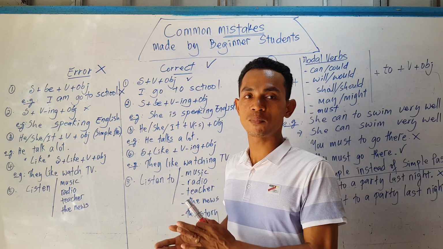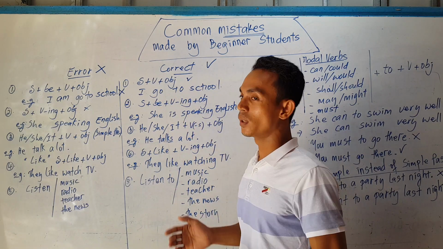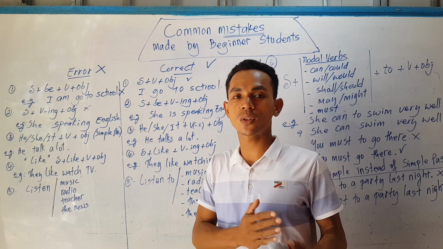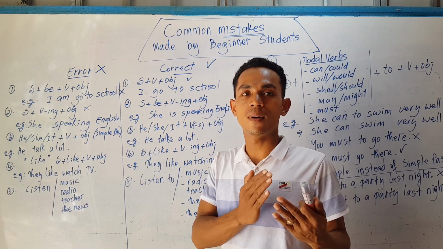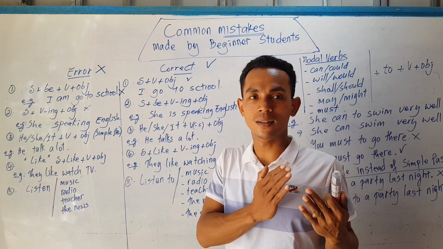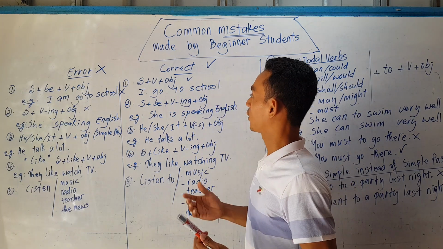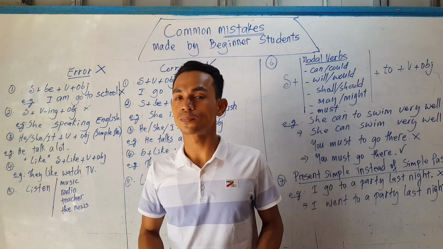Subject plus verb plus object. I go to school. Don't say I am go to school. Don't say I am come to school. Don't say I am cook breakfast, but you just say I cook breakfast or I run to school.